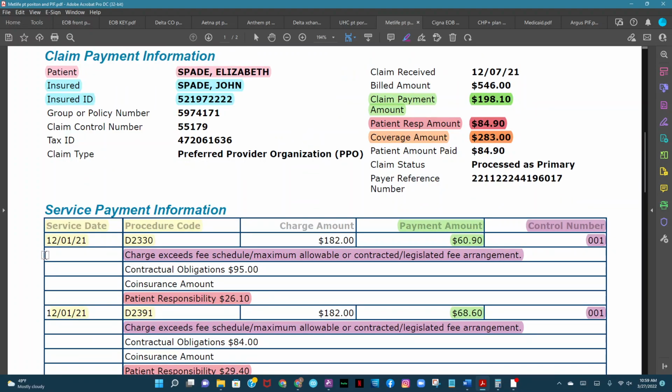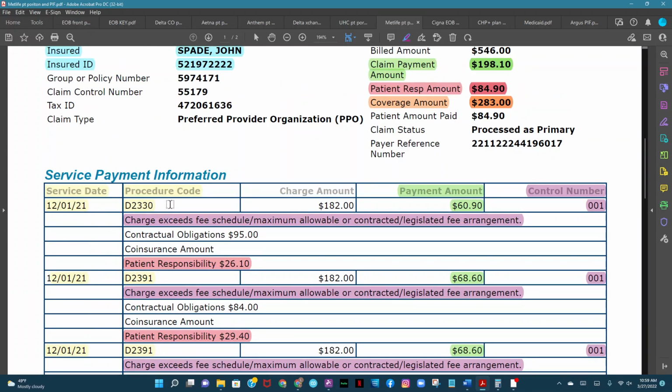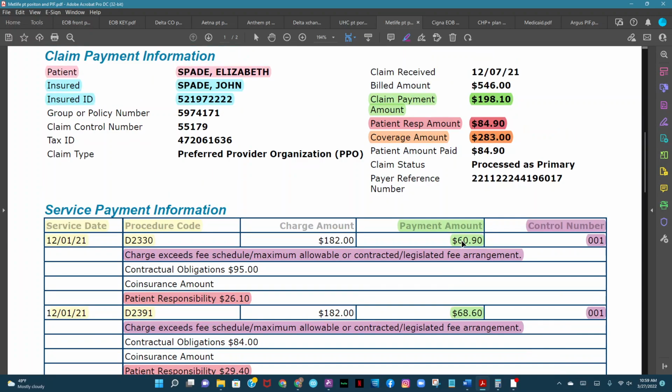As you can see, if you scroll down a little bit, the date of service is going to be over here on the left column. Looks like 12/1 of 2021. The procedure code is right next to it, right here. It looks like we had some different fillings done. Next is patient responsibility, which is up here in the totals. Patient responsibility is $84.90. Insurance has paid us $198.10.